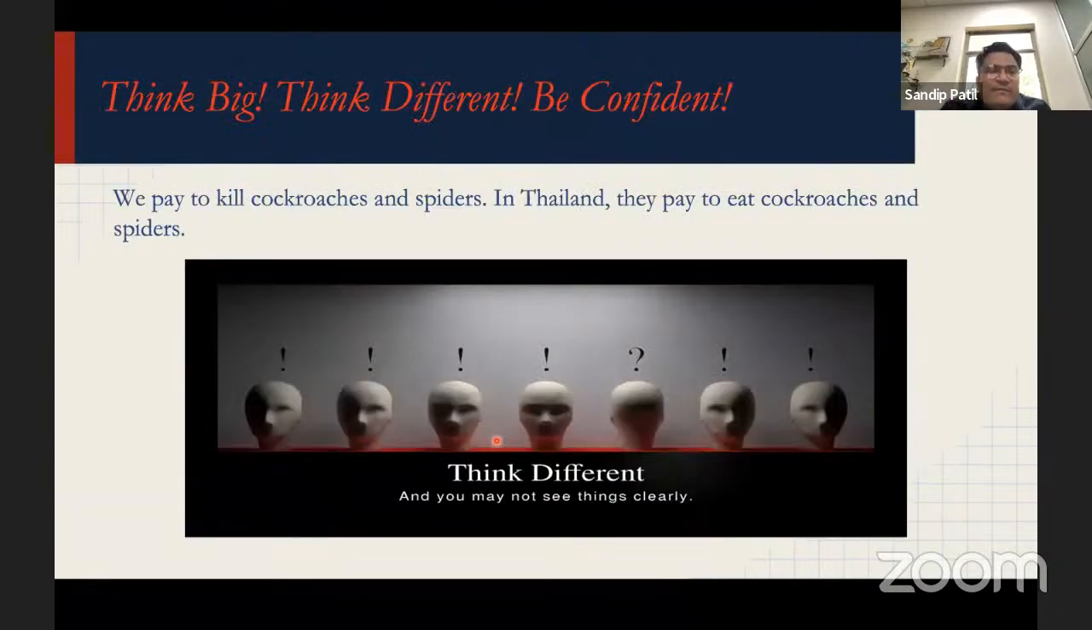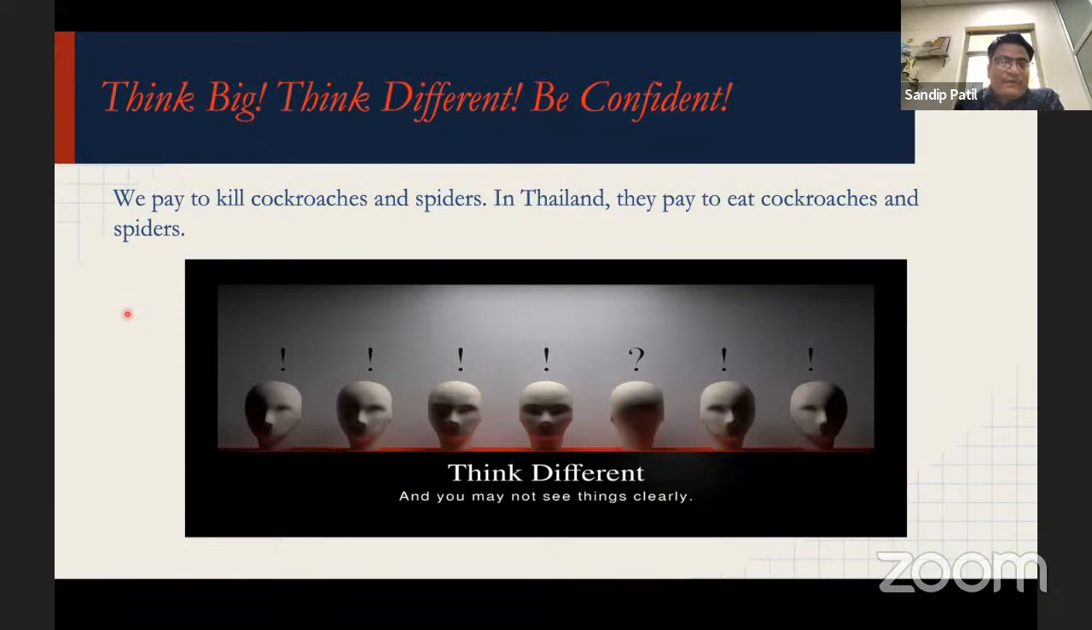This is a very good example. You can see all the manicures, one manicure opposite to you. Read this line: we pay to kill cockroaches and spiders. In Thailand, they pay to eat cockroaches and spiders. So what will be the innovative element here? What will be the problem?